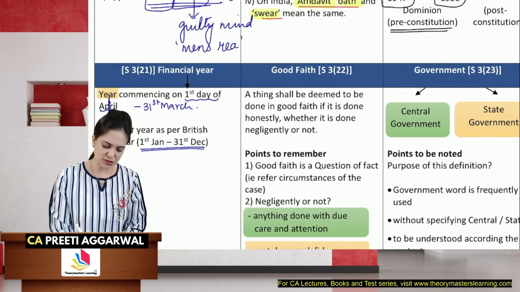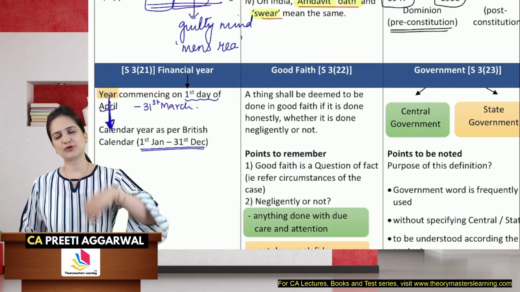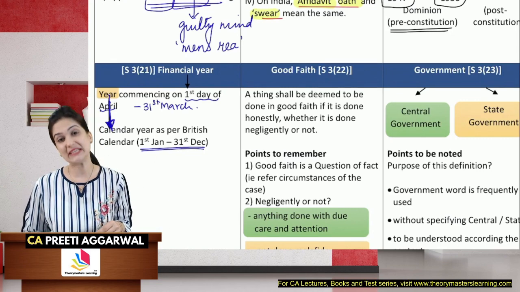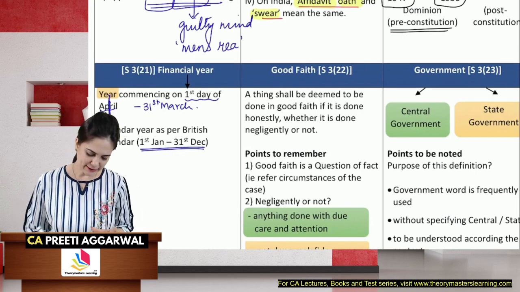Now, if a question is asked on what is the meaning of the word calendar year, there is very little content. So you will also have to automatically explain what is a year, what is a calendar year, that is, it is as per the British calendar.